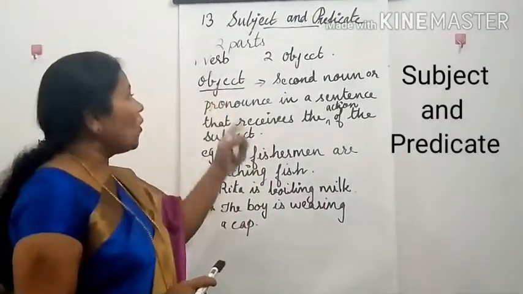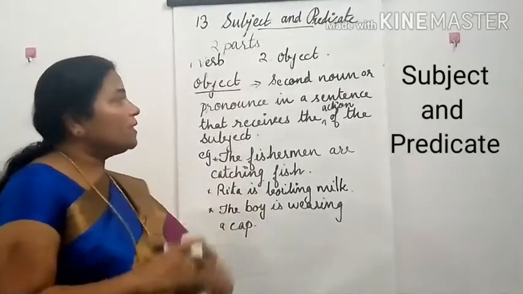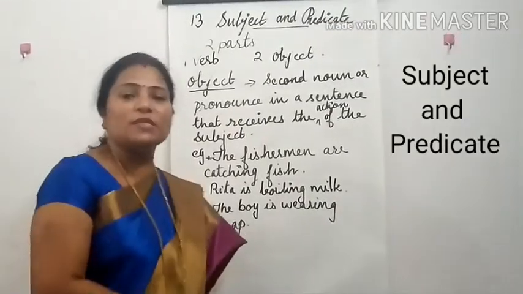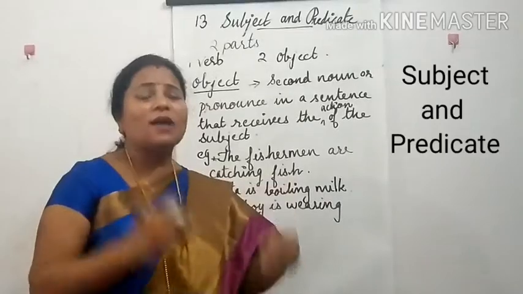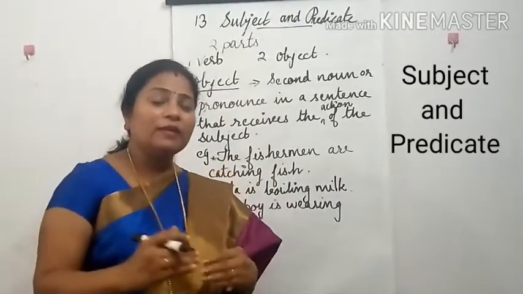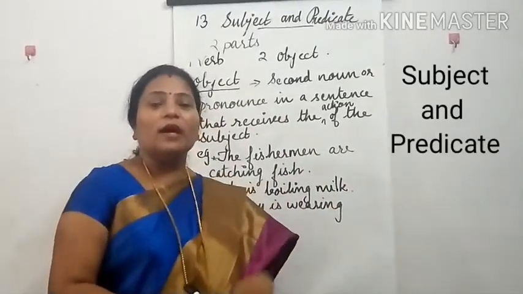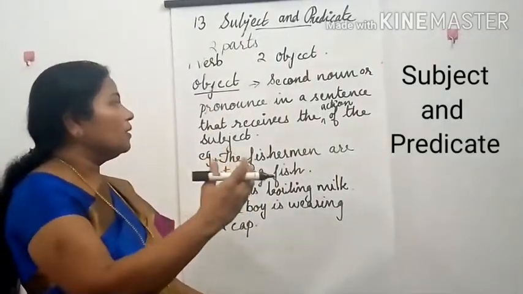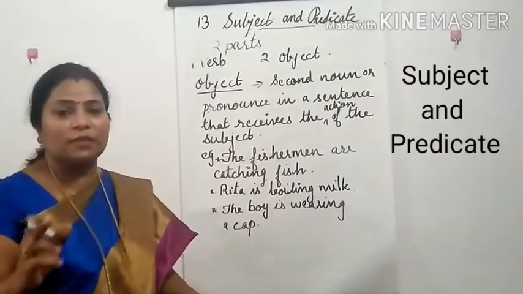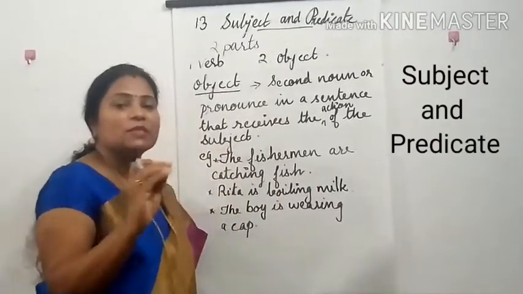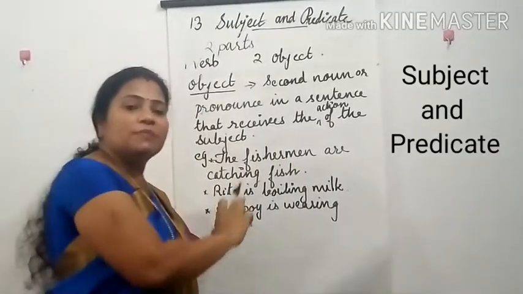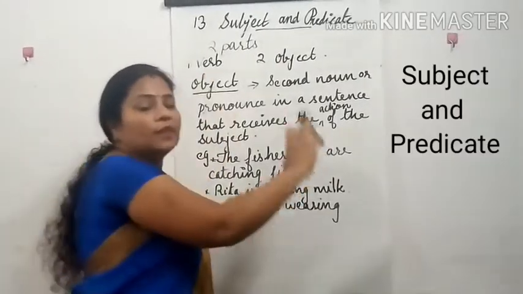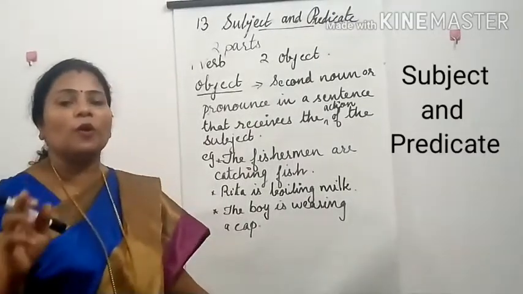Next, the predicate has an object. What is that? The object is the second noun or pronoun in a sentence that receives the action of the subject. What is the meaning of that? That means in our sentence we have the subject, then a second noun or pronoun that receives the action of the subject. In that sentence, the subject is the one about whom we are talking, and the action the subject performs is received by the object, the second noun or pronoun in the sentence.